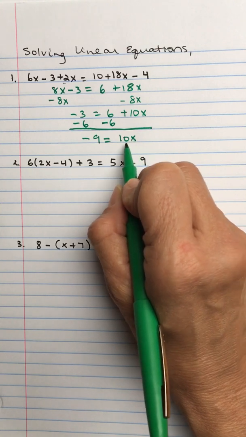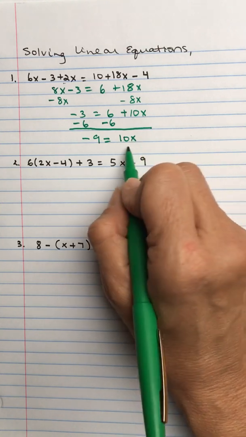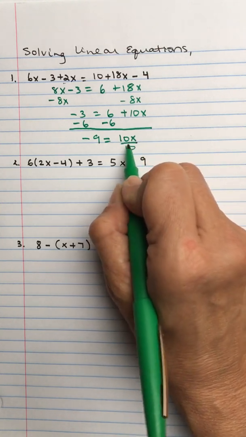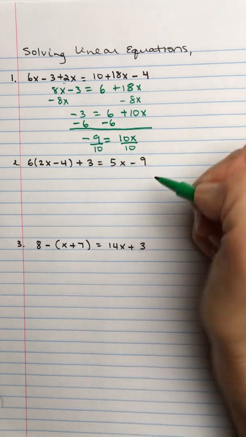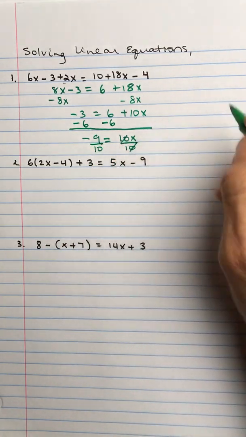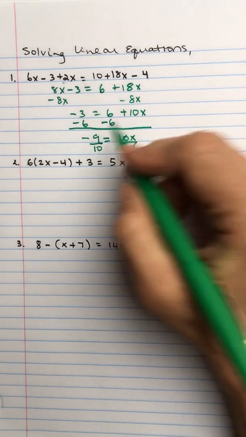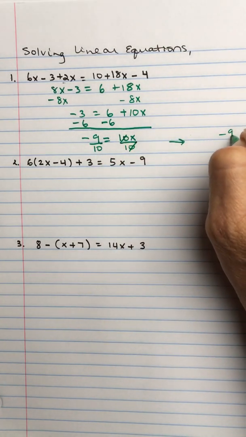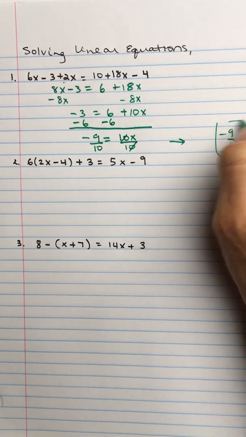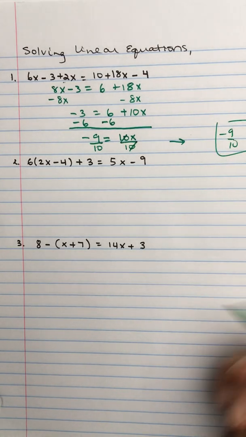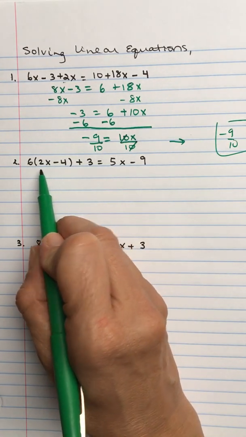Then to get rid of the coefficient, we divide. So we divide both sides by 10. Look what happens on the right. The 10's cancel, which gets me my x all by itself. And then on the left, I just have negative 9/10. And that's your answer. All right, next one, I've got some parentheses involved.